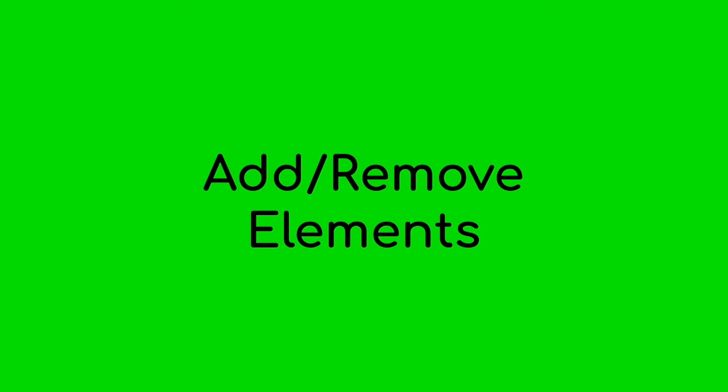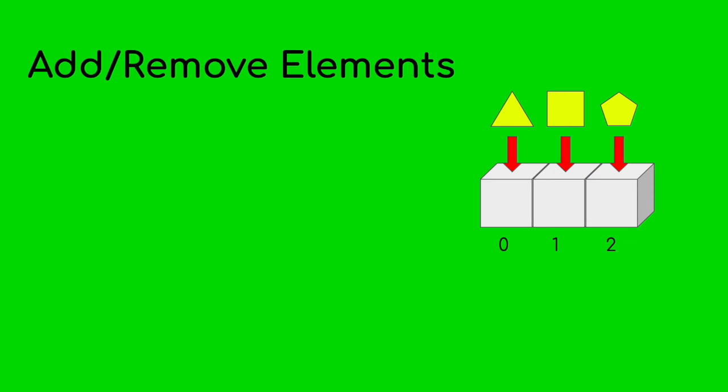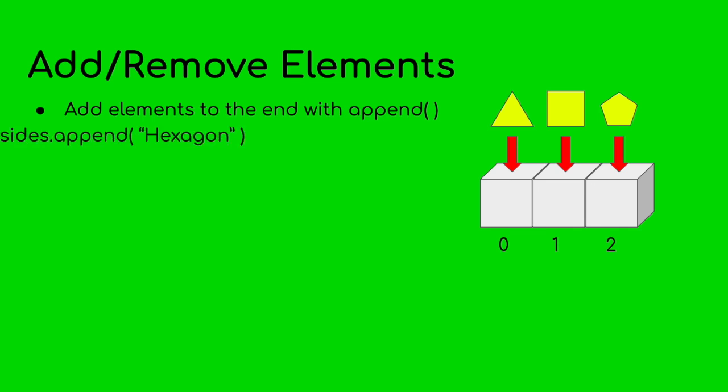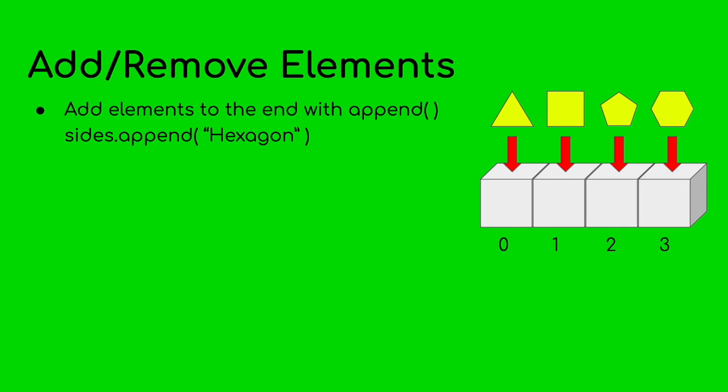Okay, so now I'm going to tell you how to add or remove elements from the list. If you want to add something to the end of the list, you would use the append function. So it will be something like sides.append hexagon. You add hexagon to the end of the list.